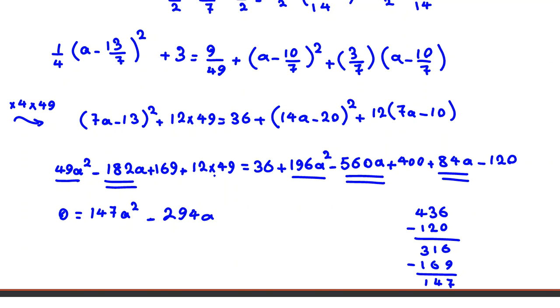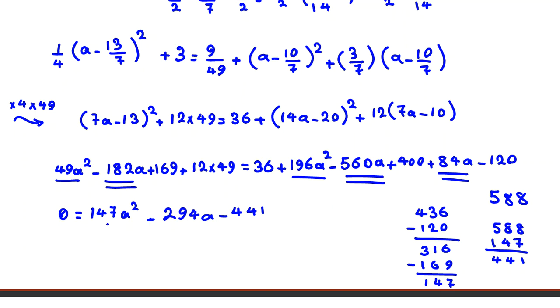Okay, so 147 minus 12 times 49. 12 times 50 is 600. 600 minus 12 is what? Is 588. So minus this plus this. So 588 minus 147 is 441. So minus, because 588 is negative. When you take it to right hand side, so it will be minus 441.